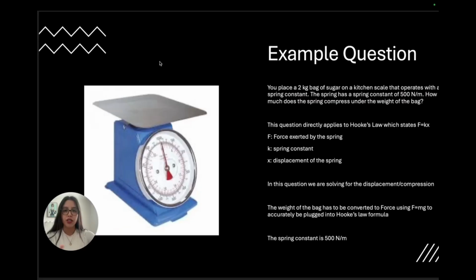Here we have an example question involving Hooke's law. You place a 2-kilogram bag of sugar on a kitchen scale that operates with a spring constant. The spring has a spring constant of 500 newtons per meter. How much does the spring compress under the weight of the bag?